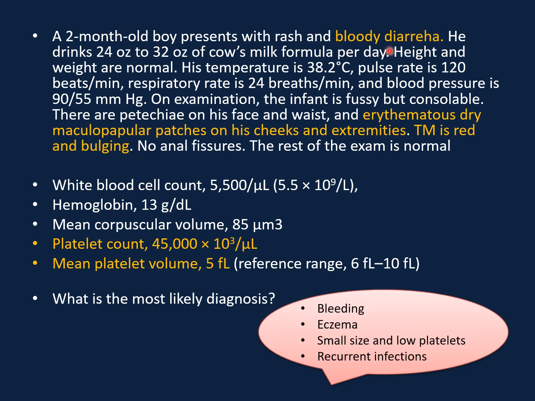The key words for this disease: bloody diarrhea, eczema, low platelet count, and small size platelet. So bleeding, eczema, small size and low platelet count, and recurrent infections. So this is a classic presentation of Wiskott-Aldrich syndrome.